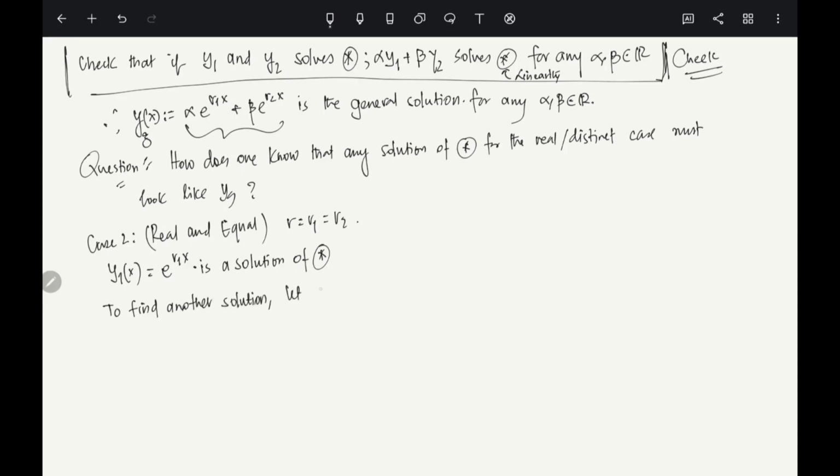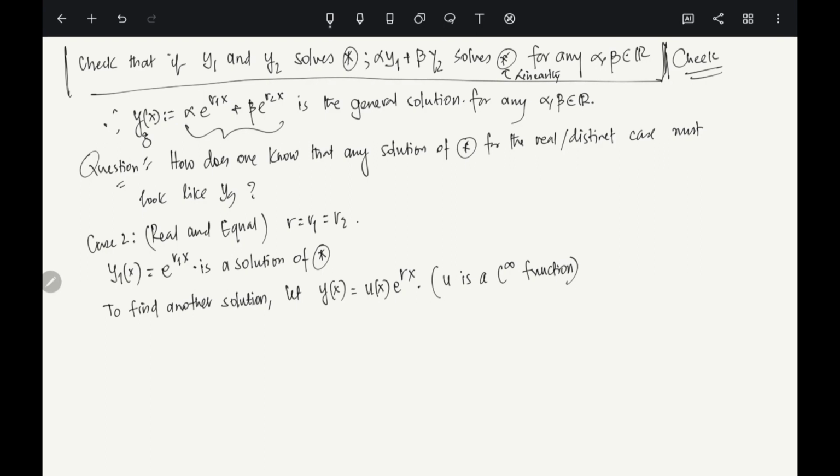So what you can show is this: to find another solution, we define a new function y(x) equal to u(x) e^(r x). R is r1 or r2, whatever you want to call it. Now this u is a smooth function, a C infinity function, we will assume that. So essentially we are trying to find a C infinity function, an infinitely differentiable function, such that y(x) given by u(x) times e^(r x) will also satisfy star. And what is r? R is r1 or r2, whatever you want to call it.